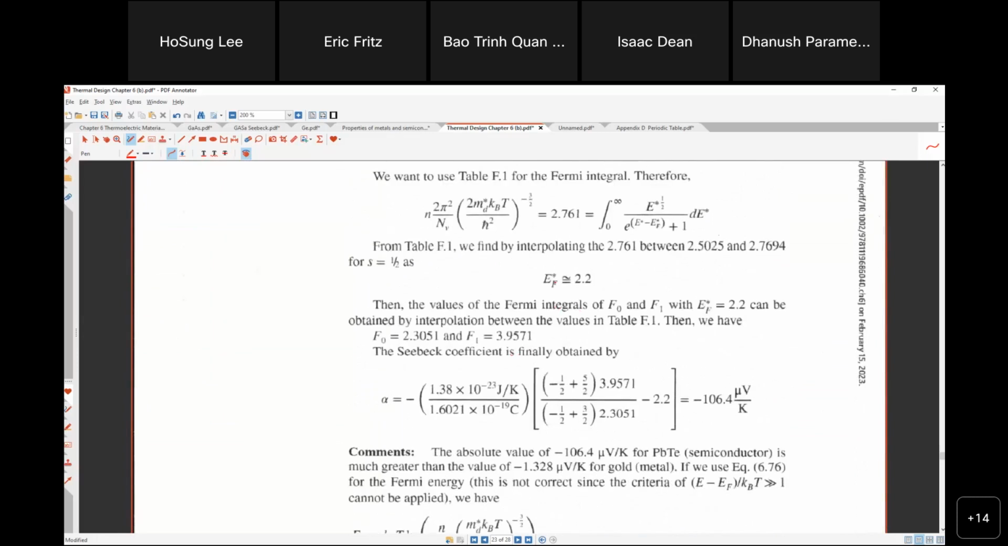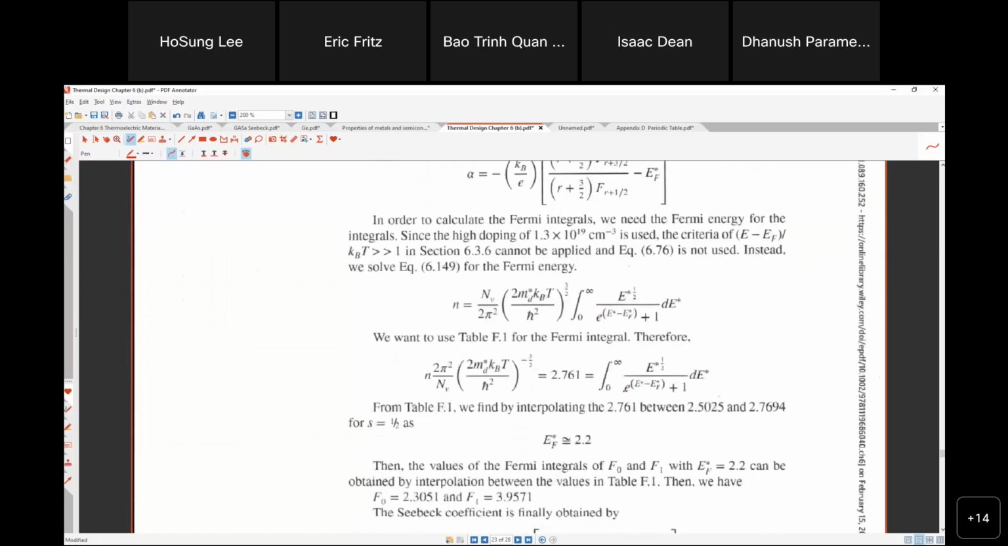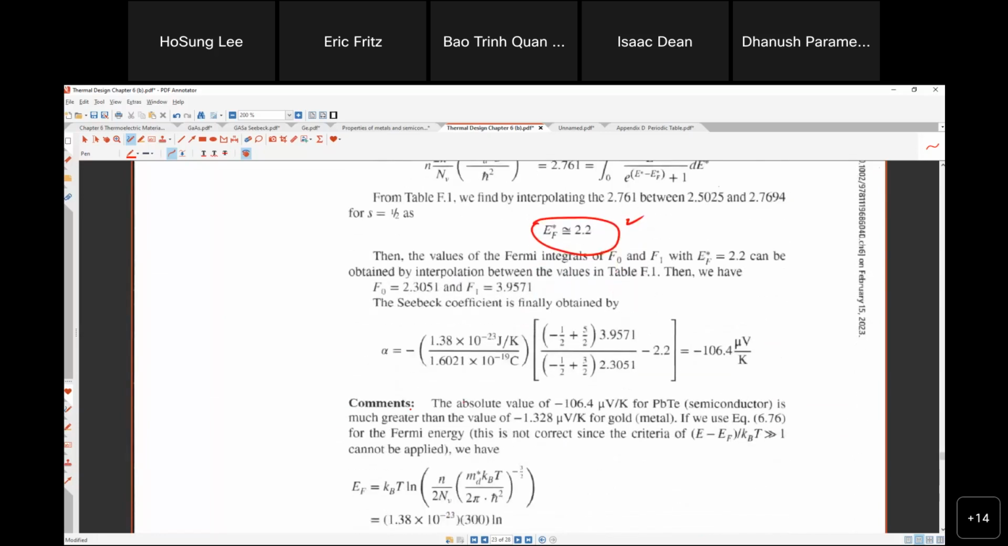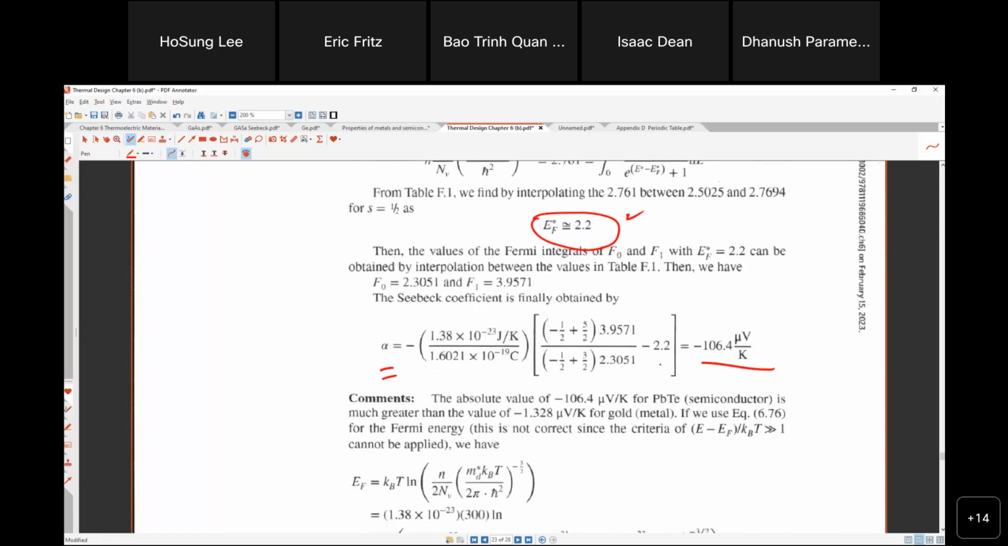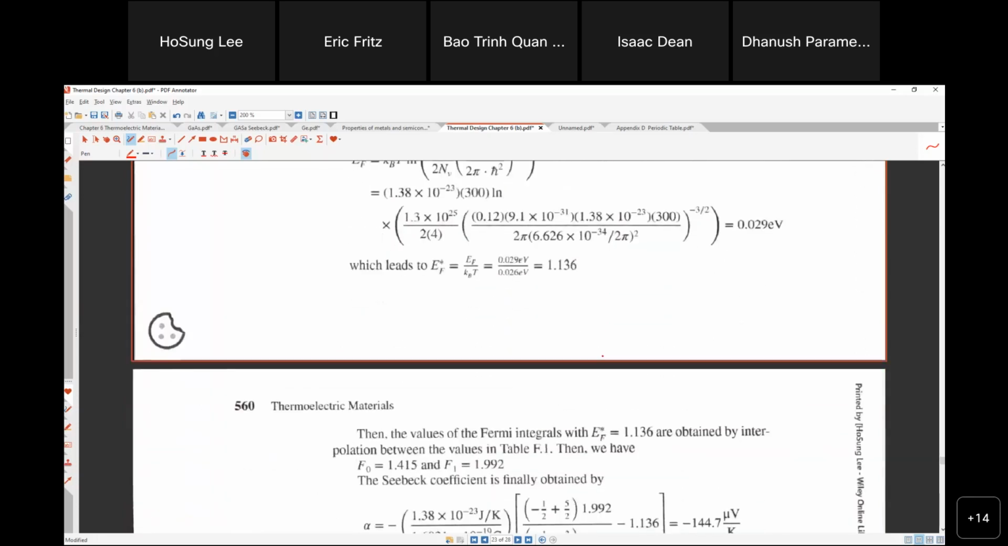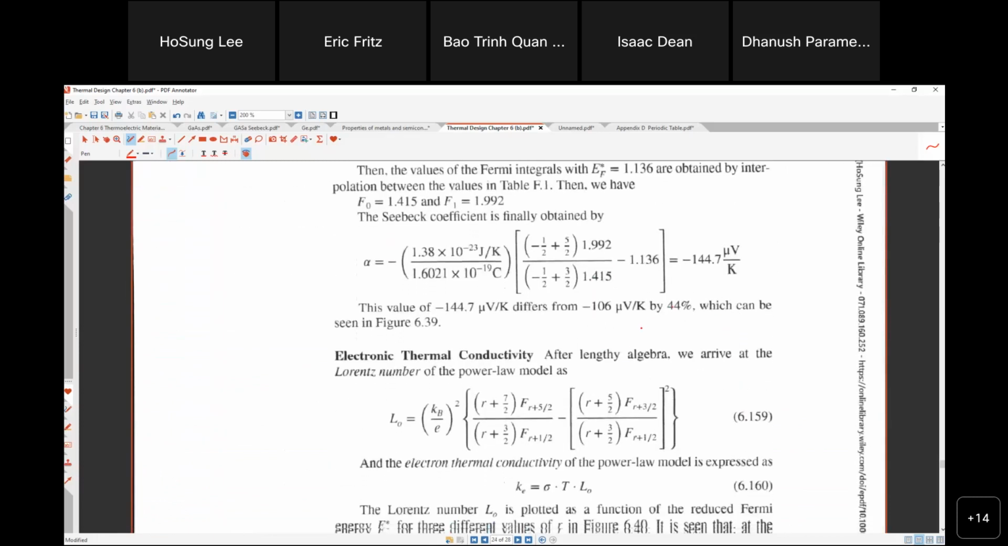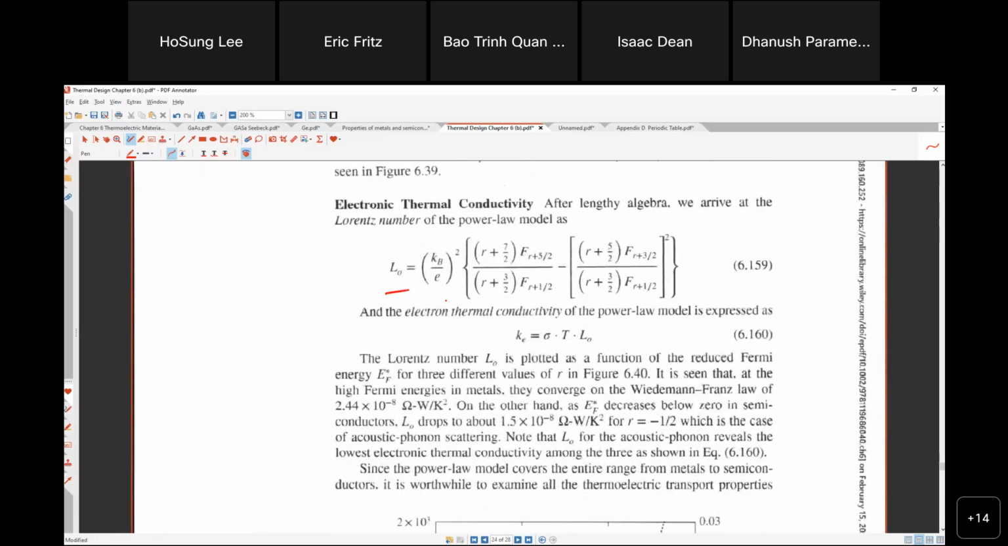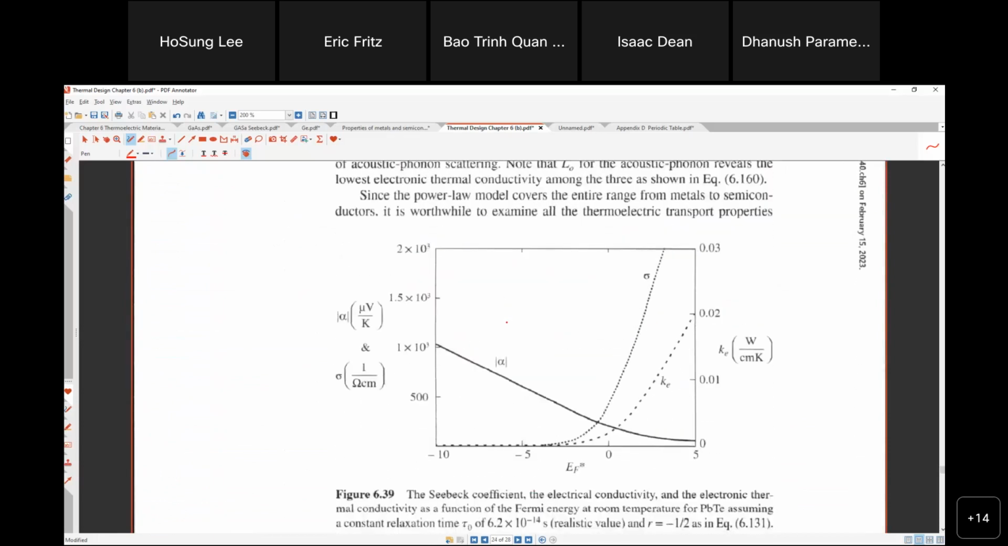For the Fermi integral there is a table in the appendix that you can look at. You don't have to integrate, just use the table. Once you have a half or something like that, you can get it. So you can compute using the appendix. I think for some of our homework you can even compute the Lorentz number.